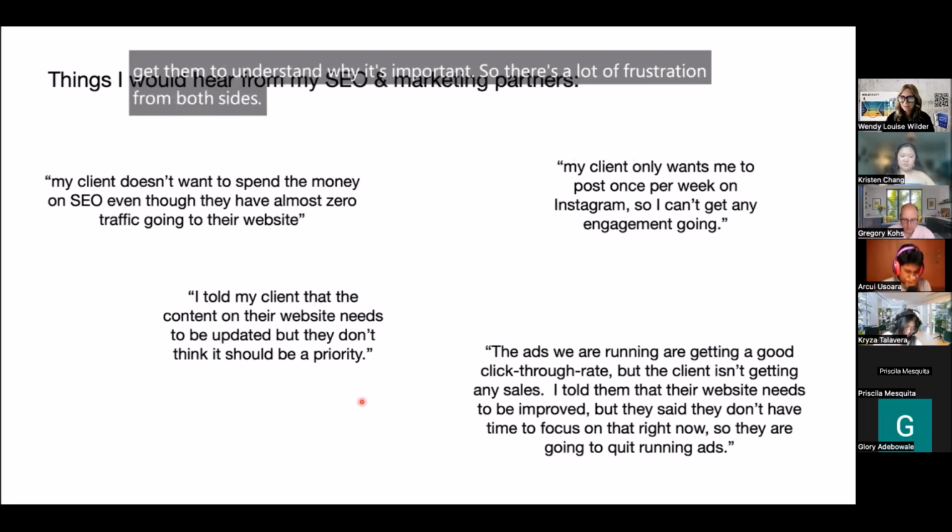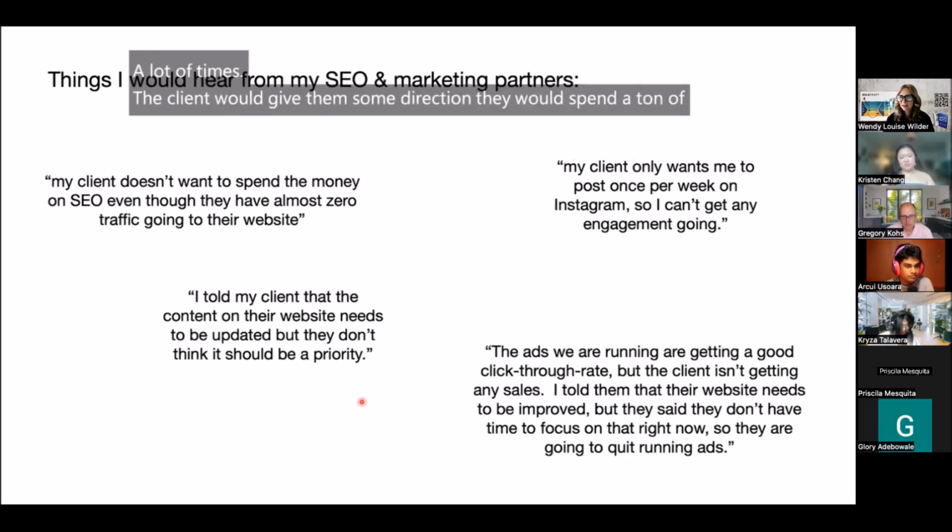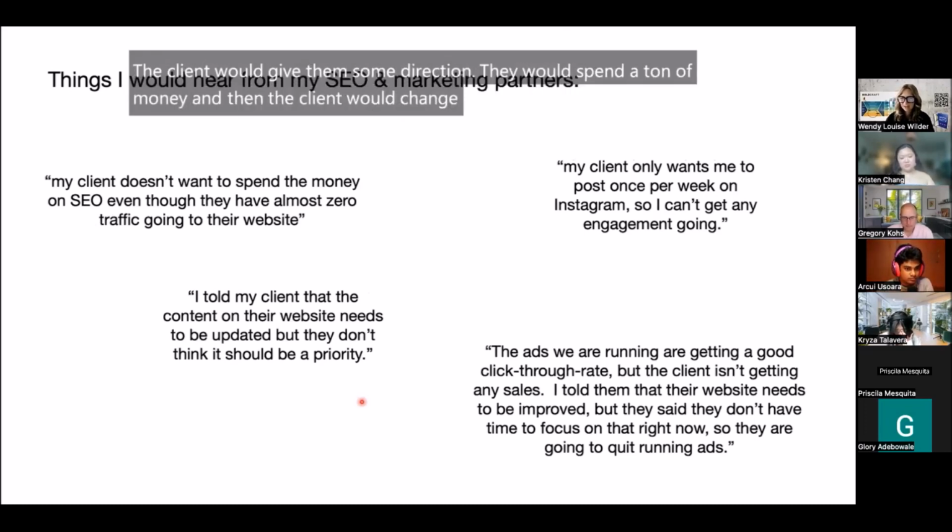A lot of times the client would give them some direction, they would spend a ton of money, and then the client would change their mind because they didn't understand what was going on.